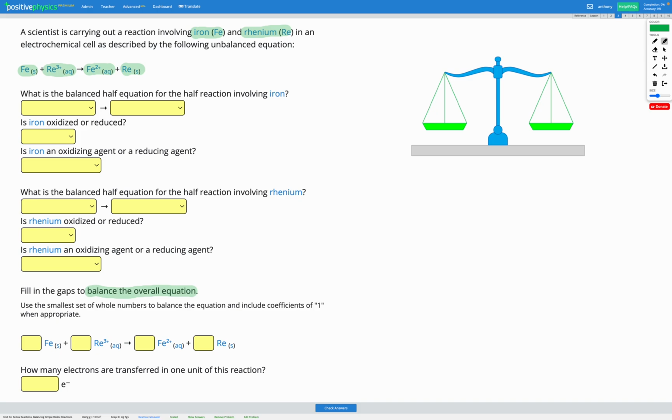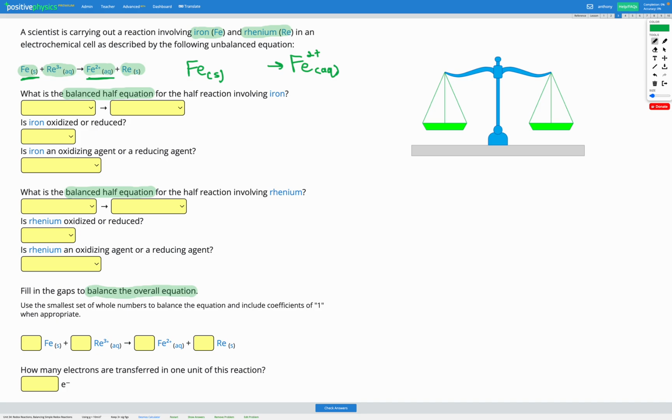So to do that, first we're going to start by writing the balanced half equations for each of our reactions. We're starting with iron. So on our left, we have Fe solid. On our right, we have Fe2+ aq. So let's write that out. The thing we're missing here is our electrons.